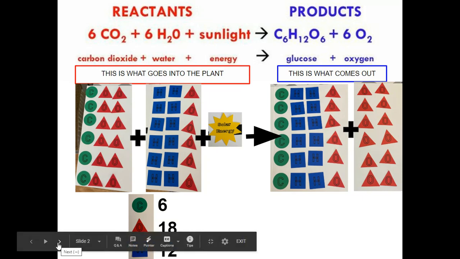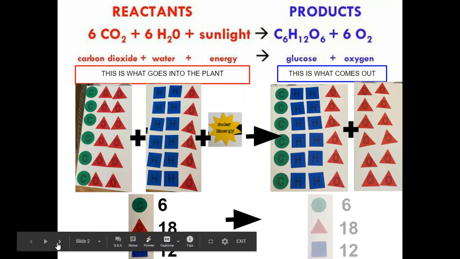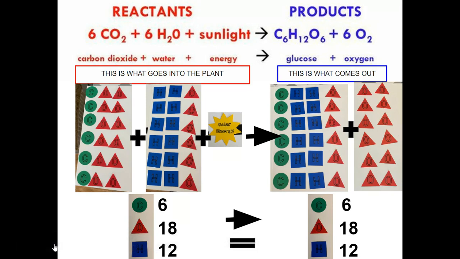And this is similar to a math problem. One side has to equal the other side. So instead of just an arrow, we can put an equal sign. So 6, 18, 12, that should equal the same on the product side. And if we count them up, it in fact does: 6 carbon, 18 oxygen, 12 hydrogen.